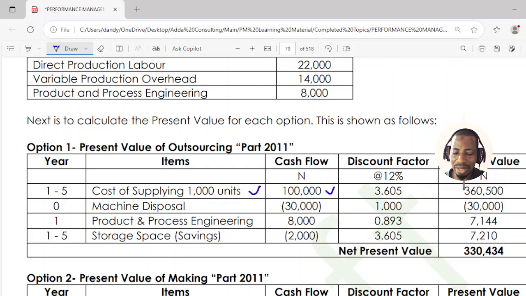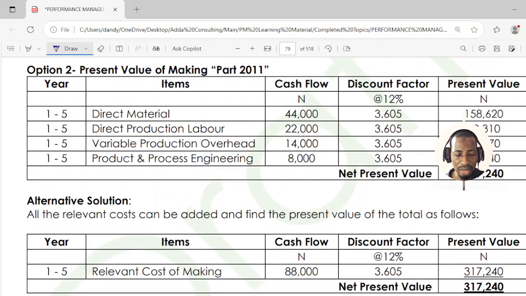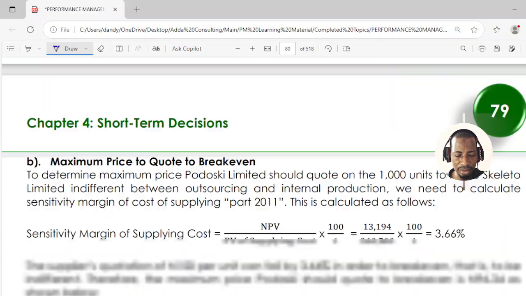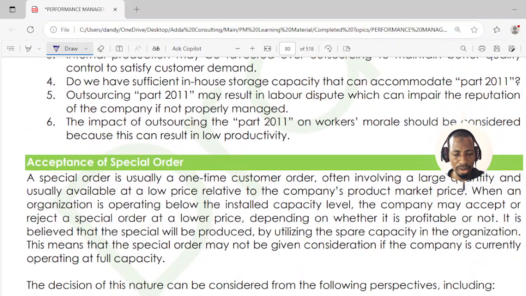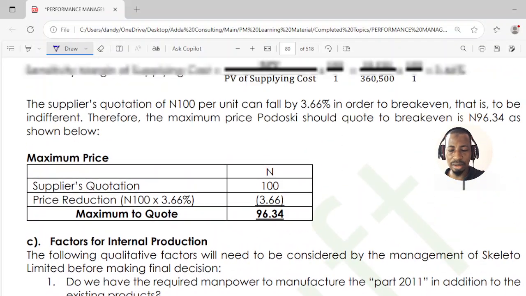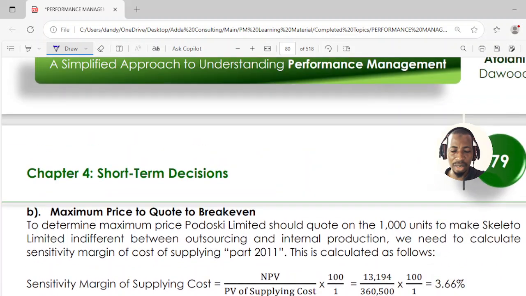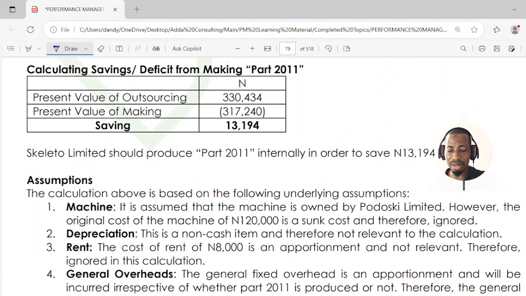So you need to calculate the annuity factor, because this 100,000 naira is constant from year 1 to year 5. Therefore, you need to calculate the annuity factor from year 1 to 5 at 12% cost of capital, and we got 3.605. Let me check if I have the annuity factor formula down there. If not, I will give it to you. Okay, let me see. The annuity factor is not here, so let me just show you how to calculate it.